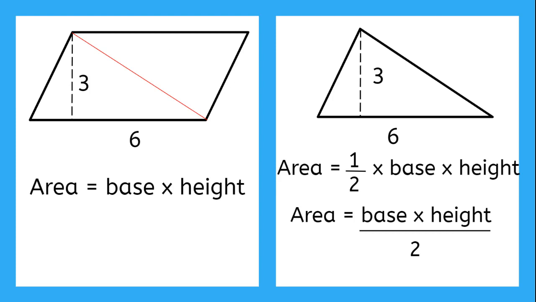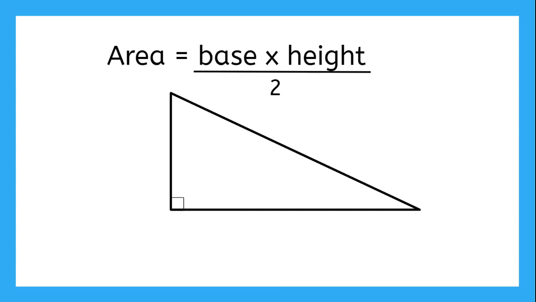So if parallelograms have an area of base times height, then triangles have an area of 1/2 times the base times height. Or we can write that as base times height over 2.